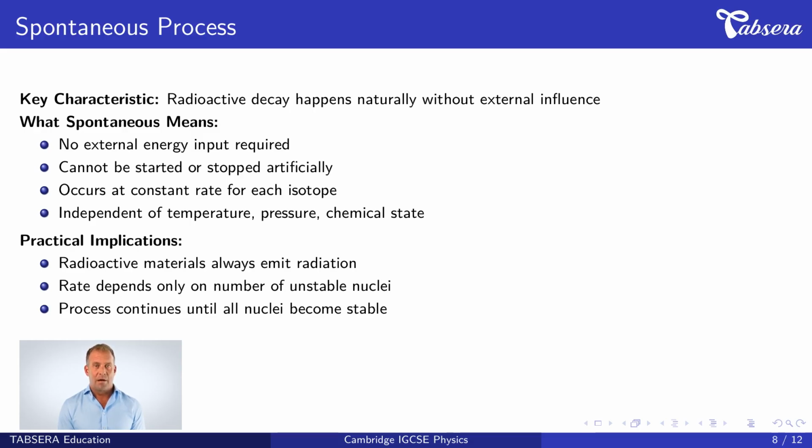Second, the process cannot be started or stopped artificially. We cannot turn radioactive decay on or off like a switch. Third, decay occurs at a constant rate for each specific isotope. This rate is called the half-life and is characteristic of each radioactive element. Fourth, the process is independent of temperature, pressure, or chemical state. Environmental conditions do not affect nuclear decay rates.